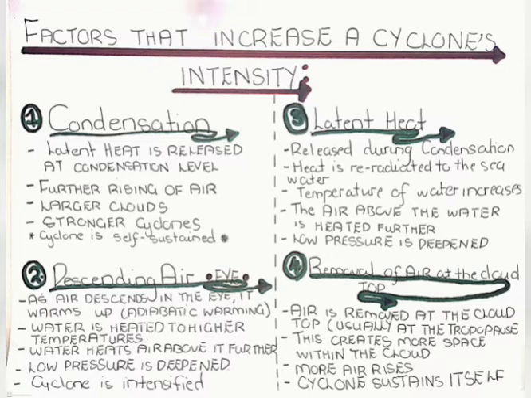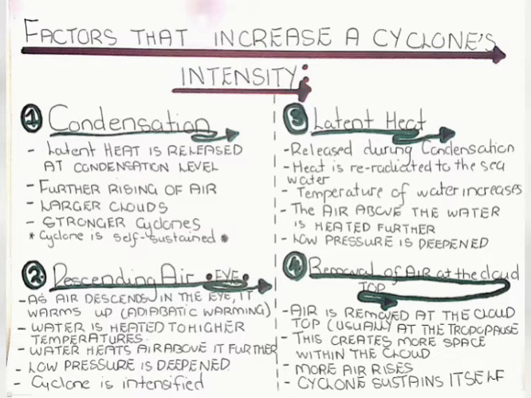Now we're going to take a look at the factors that may increase the intensity of a cyclone. Number one being condensation. As air rises, it condenses, and at condensation level, we have the release of latent heat. Latent heat allows for more air to rise, and this allows clouds to grow to greater heights, to greater sizes, and this also allows cyclones to sustain themselves.